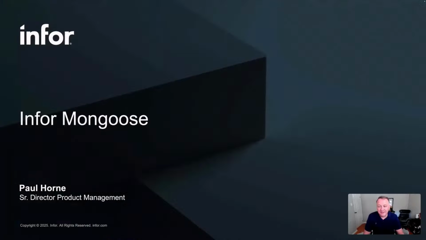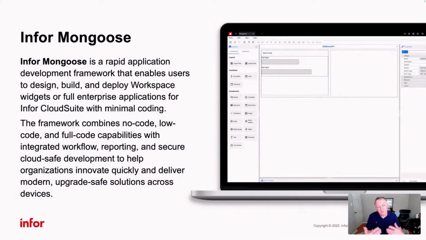Okay, here we're ready to talk about Infor Mongoose and the release features for October. But before we get there, let's talk about Mongoose. Mongoose is a rapid application development framework that allows you to build everything from widgets to individual customized solutions to full enterprise applications, such as the applications that are built on Mongoose today, which is HotSuite Industrial or Sightline and FactoryTrack, along with some other smaller applications on the edge as well.